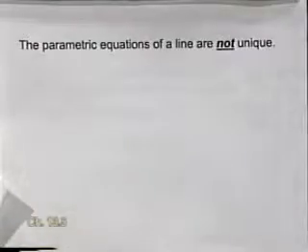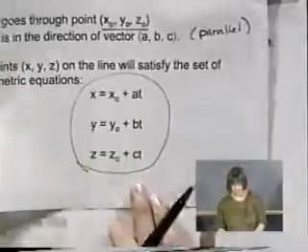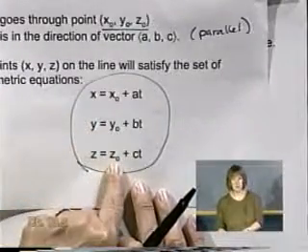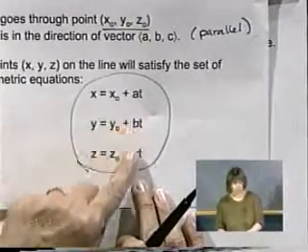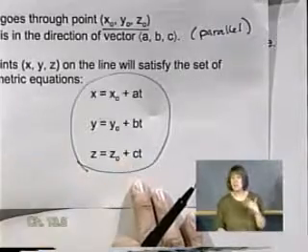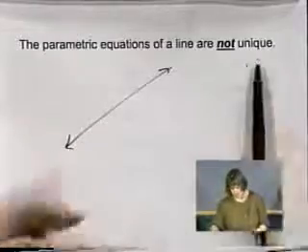Okay, I want you to understand something that's very important. Parametric equations of lines are not unique. Looking back at this equation, for the parametric equations, you have to pick a point that's on the line, and how many points are on the line? Infinitely many. How many vectors are parallel to your line? Infinitely many.